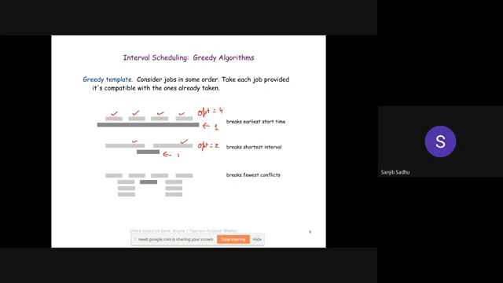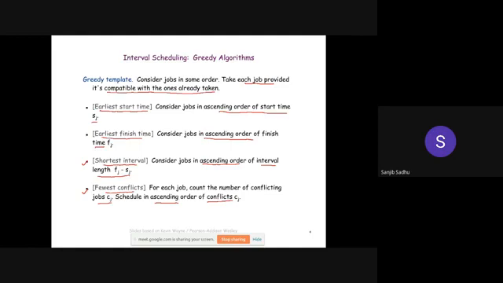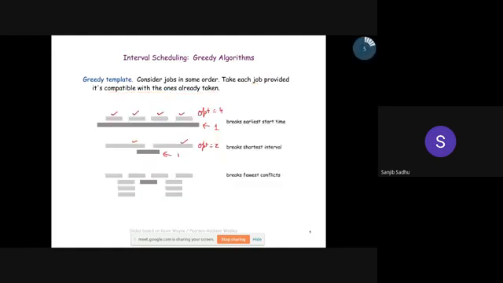Then the break last one, previous conflict. For each job, we'll count the total number of conflicted jobs and schedule the smallest one. So with this conflict, how many does it conflict with? 1, 2, 3. So its CJ value is 3 conflicting. For it, 1, 2, 3, 4. For it also 4. And for this, all of these conflicting values are 4. 1, 2, 3, 4. Here also C values are 4, and here C is 2.